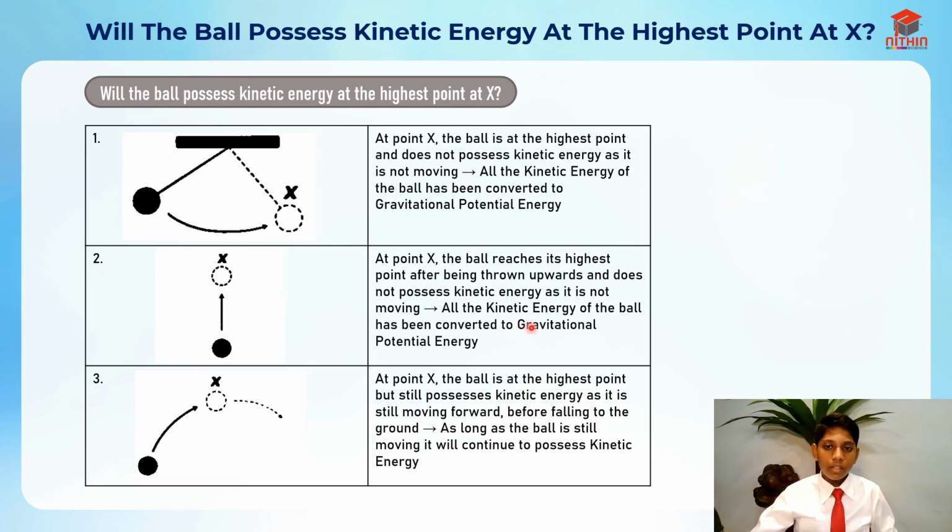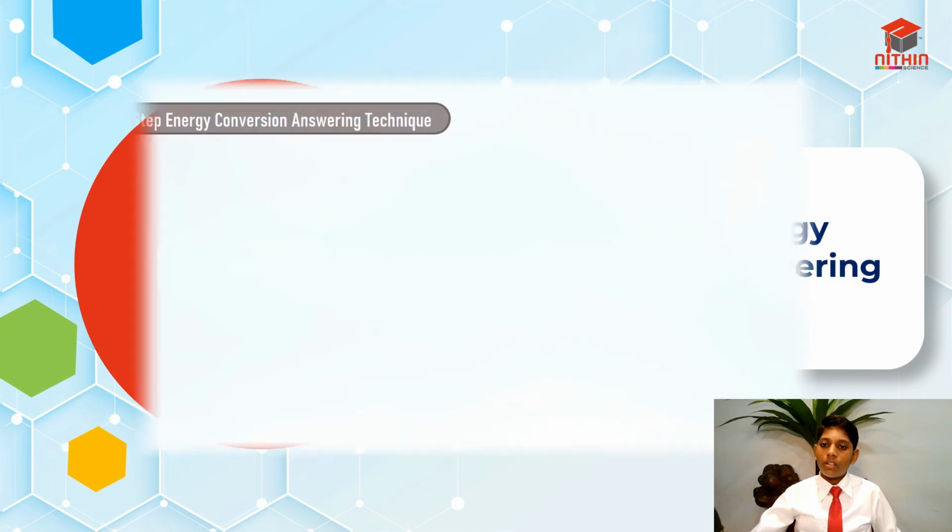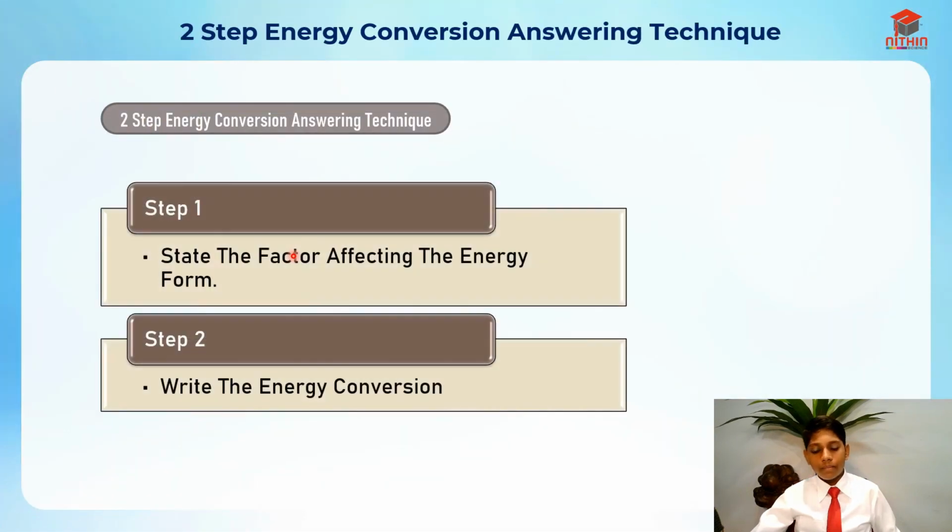Now let's move on. For the 7th segment of this video, I'll be going through the 2-step energy conversion answering technique. For the first step, you need to state the factor affecting the energy form. This technique is basically for energy conversion questions.